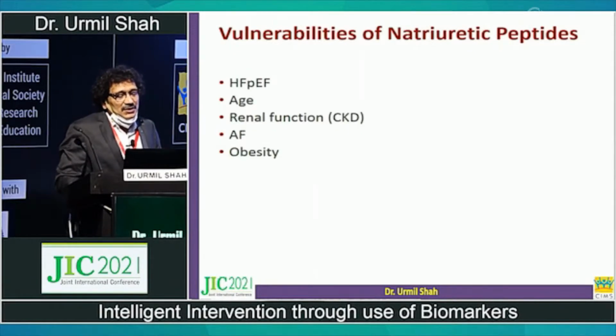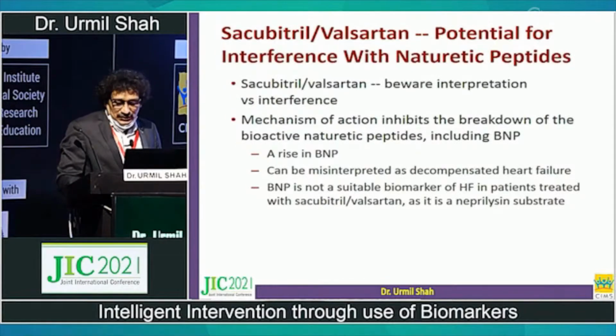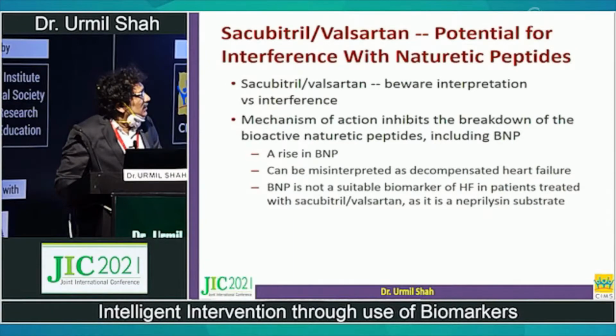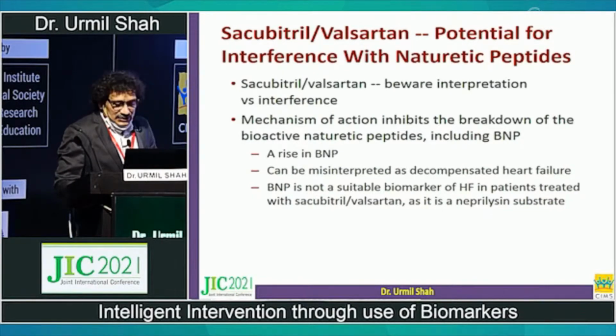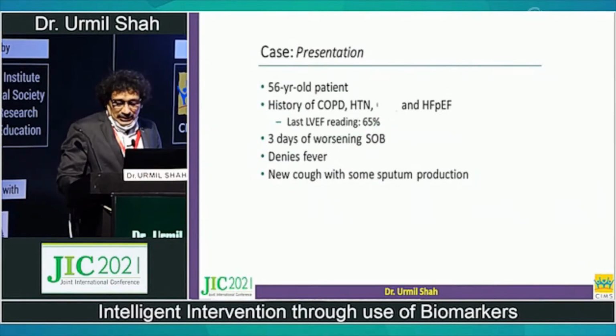So there is variability of natriuretic peptide. Preserved ejection fraction also can have high NT-proBNP. Age also can cause some variation. Renal function, atrial fibrillation, and obesity also affect the BNP level. Sacubitril valsartan, whenever it is used, you have to be very careful. Suppose the patient is on sacubitril valsartan, the BNP level is going to go high, and we have to keep that in mind. If it is high, it is not that the patient has not improved. It is because of the mechanism of the molecule that BNP is going to be high in this patient.